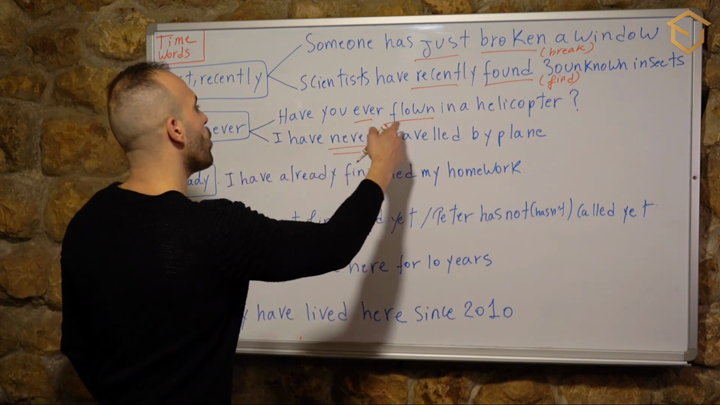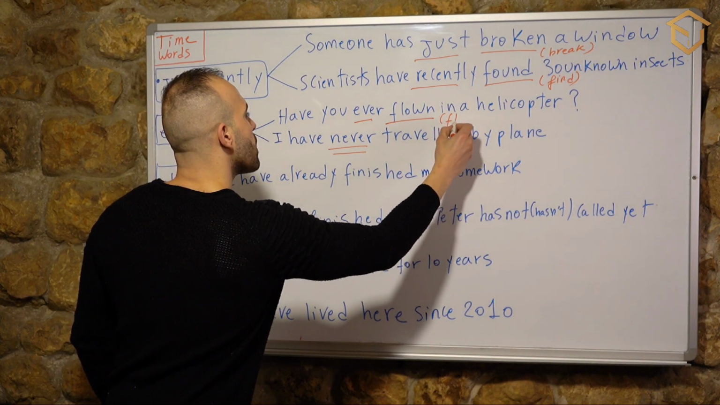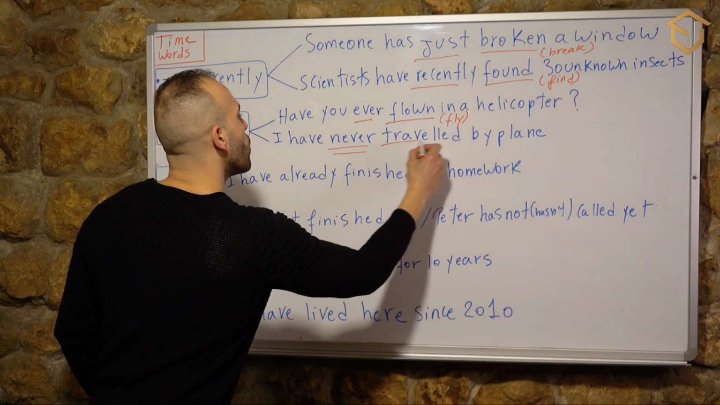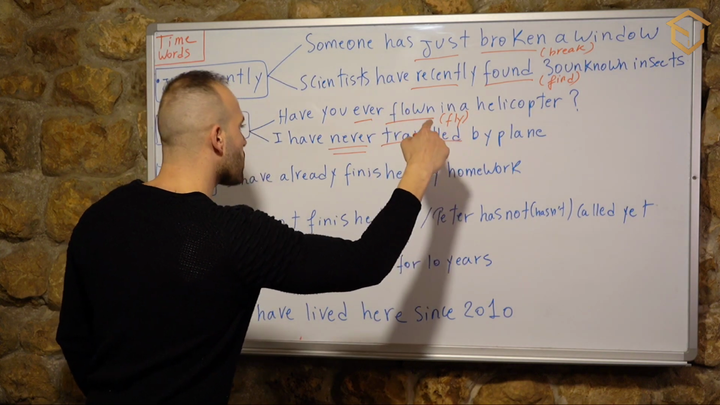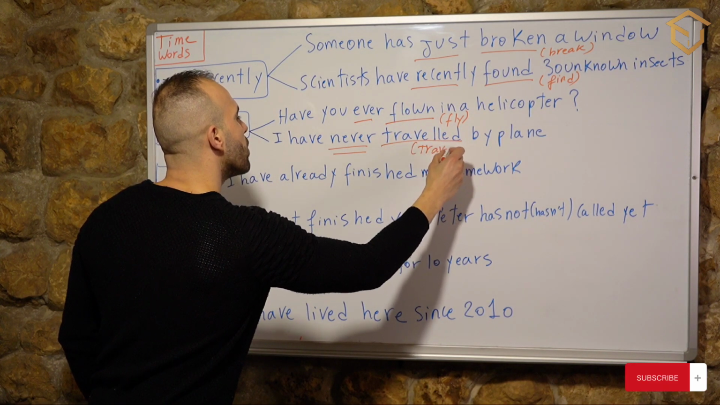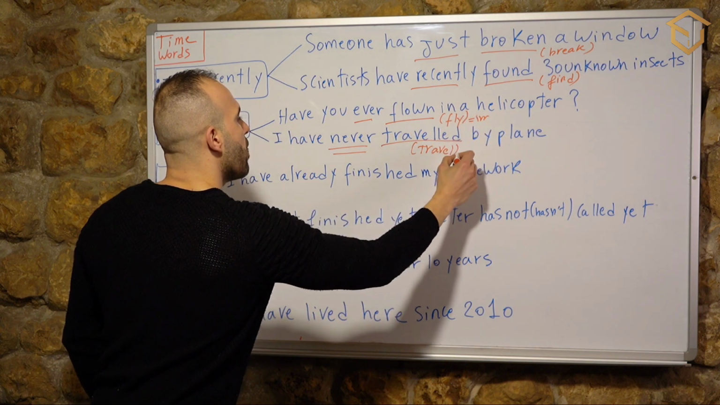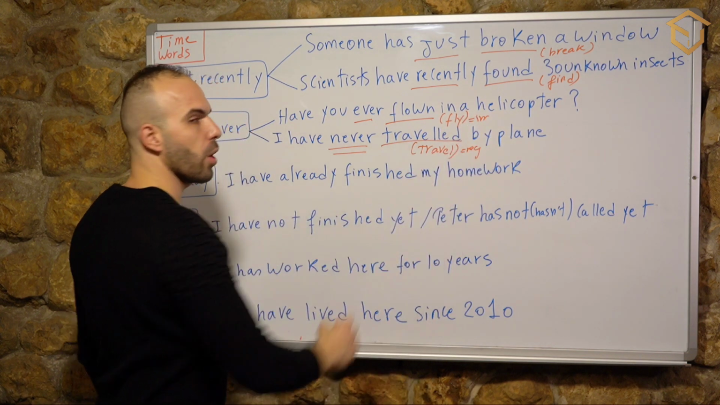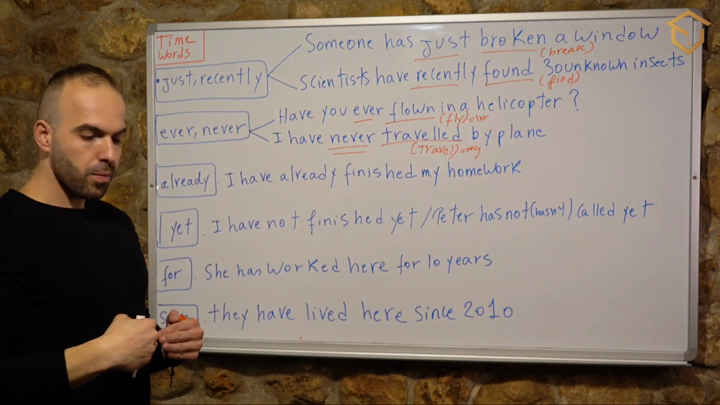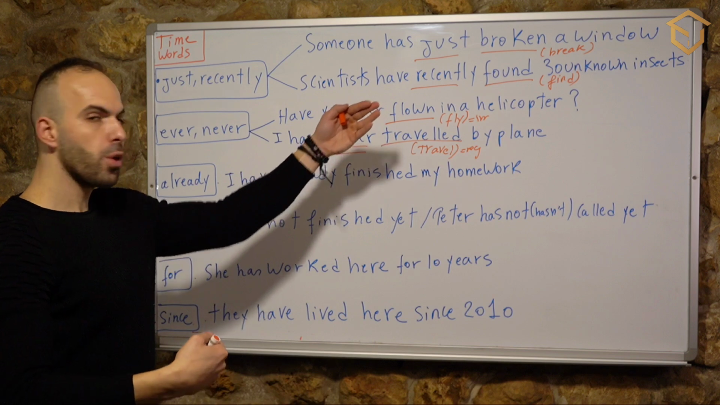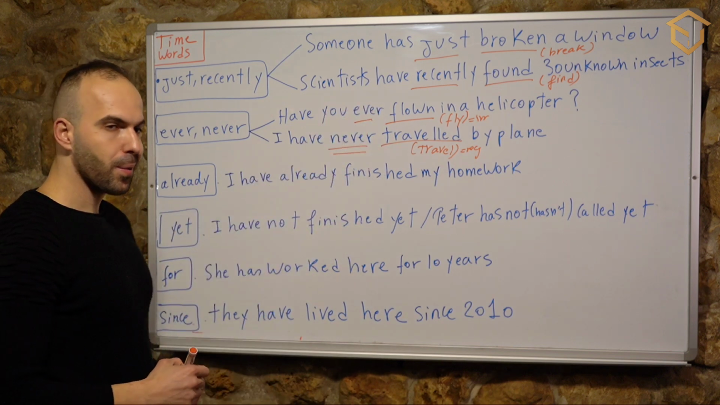So we have the verb flown, which is the past participle of fly, and we have the verb traveled, which is the past participle and past simple of travel. Fly here, as you can see, is an irregular verb, and travel is a regular verb. Okay, so fly, flew, flown. So flew is the past simple of fly.